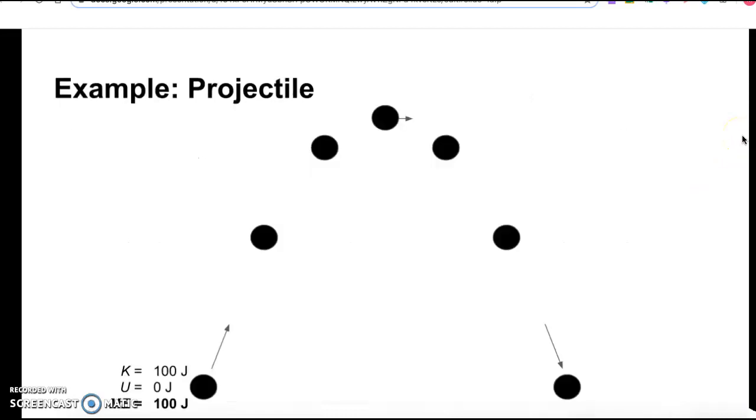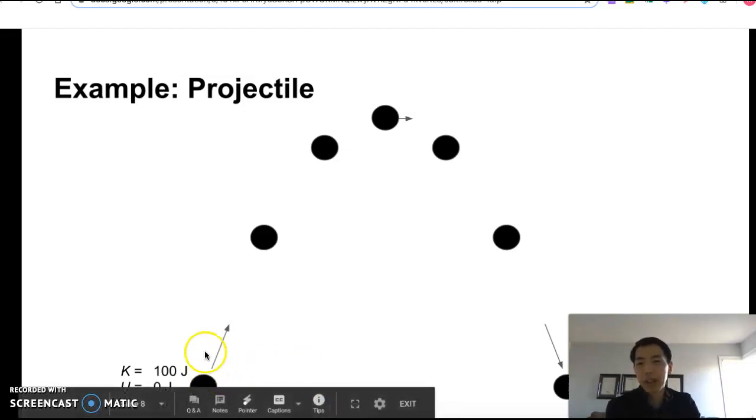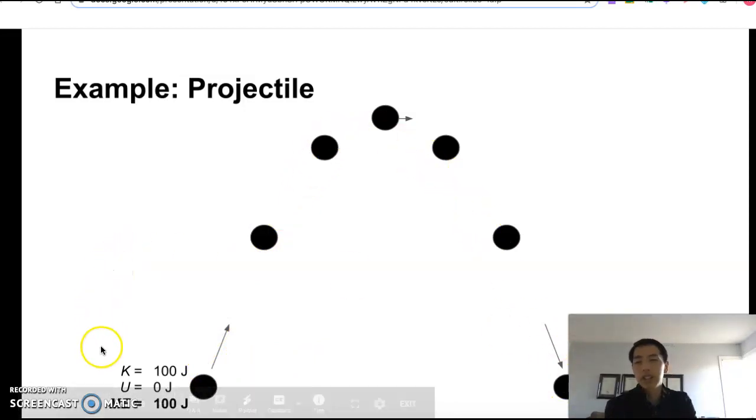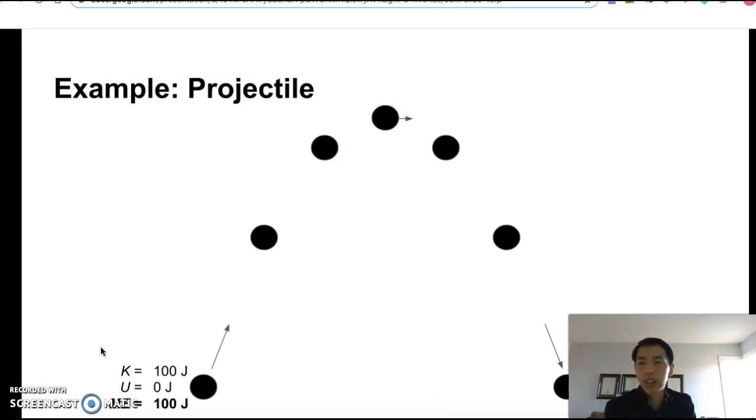The second example here shows a projectile. Okay, so think back to a projectile. Anything that gets tossed, it travels through the air, and it's only gravity affecting this ball. So it makes this parabolic path, if you may remember from Unit 1. So at the beginning, I made up a couple of numbers. Let's just say the ball was launched, and it was launched with 100 joules of kinetic energy.